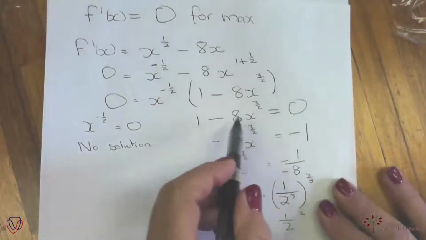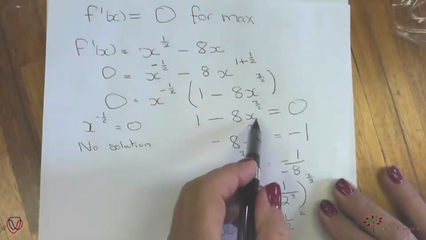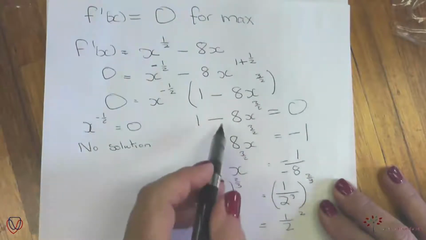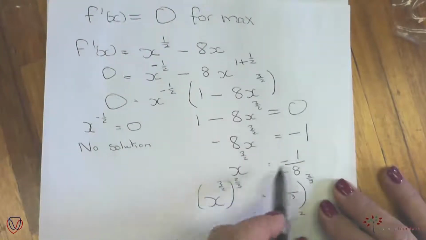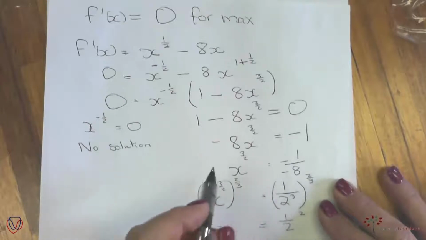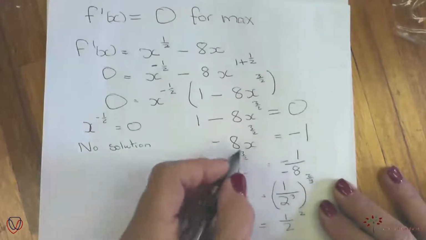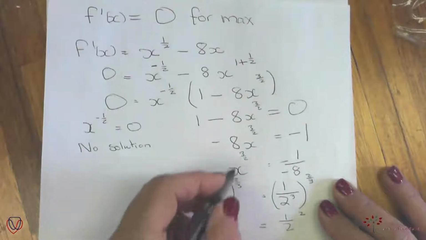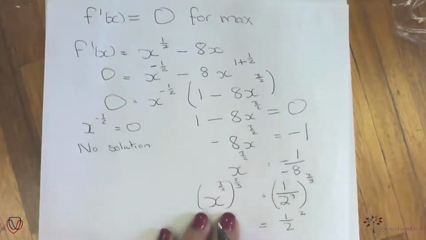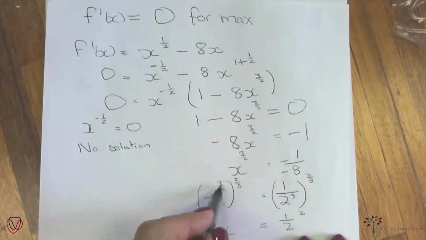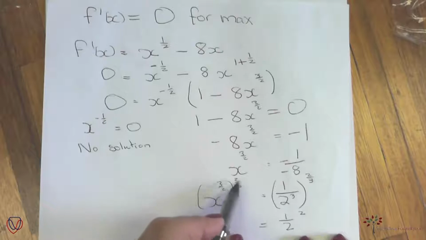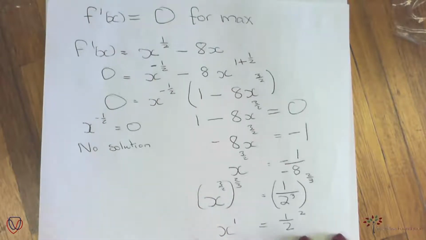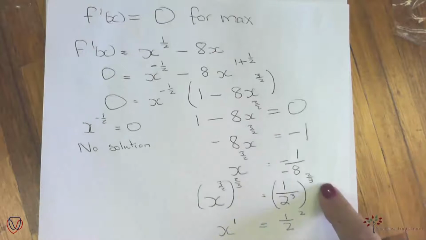But in this one, you've got 1 minus 8x to the power 3 over 2 is 0. So minus 8x to the power 3 over 2 is negative 1. The negatives will cancel. x to the power 3 over 2 is 1 over 8. Now x to the power 3 over 2, I want only x. So what do I do? I multiply the exponent by 2 over 3, so that these can cancel out, and I've got x to the power 1. But I do the same on the other side.